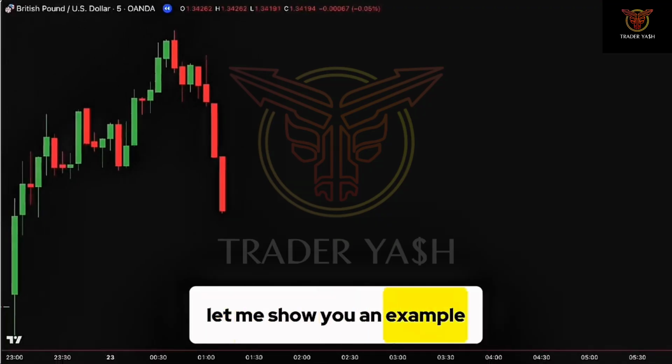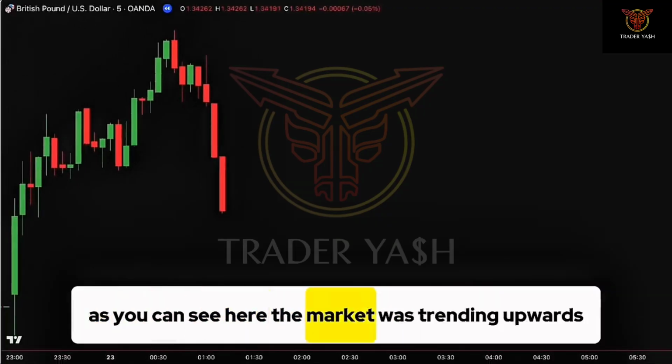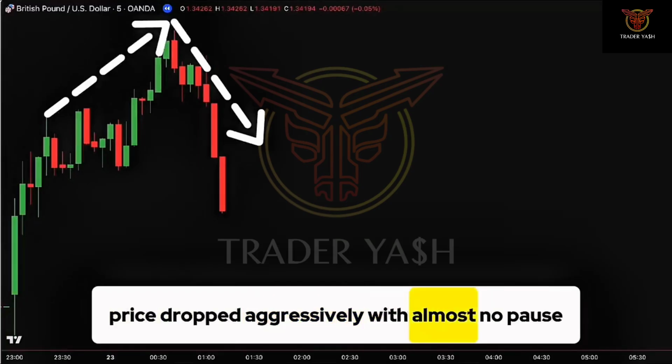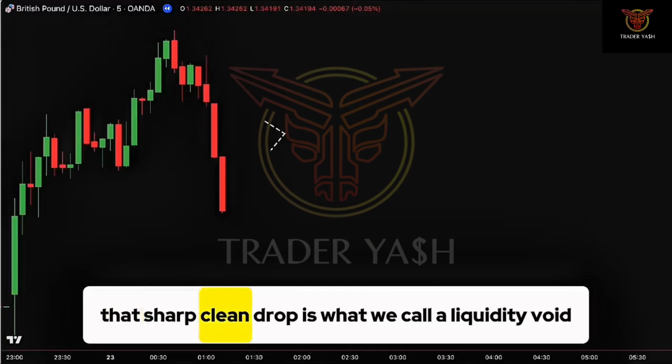Let me show you an example. As you can see here, the market was trending upwards. Then, suddenly, price dropped aggressively with almost no pause. That sharp, clean drop is what we call a liquidity void.